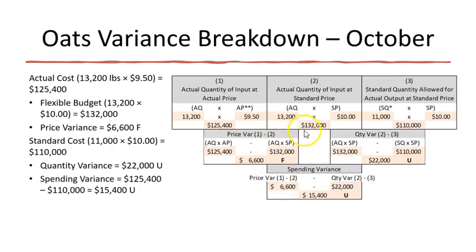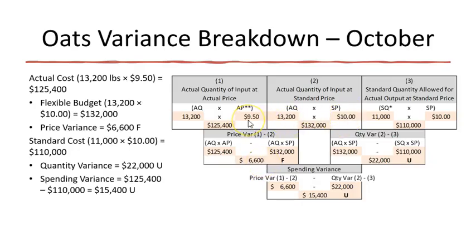13,200 pounds times $10, $132,000. Okay? Now we're ready to calculate the price variance. Essentially, we're taking a look at the actual price minus the standard price, $125,400 minus $132,000, and that comes up with $6,600 favorable. Another way to think of this is they should have spent $10 per pound.